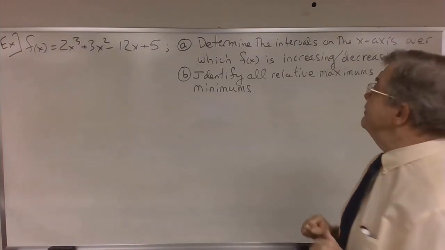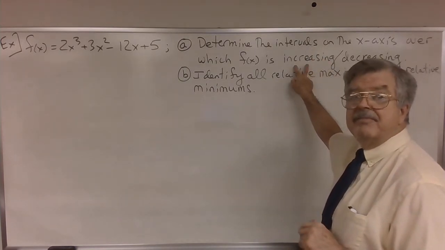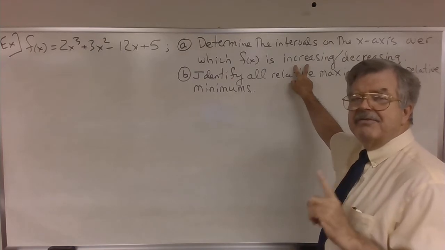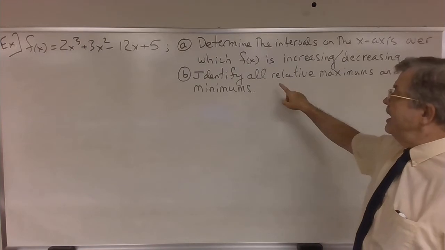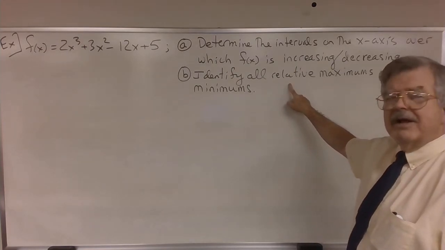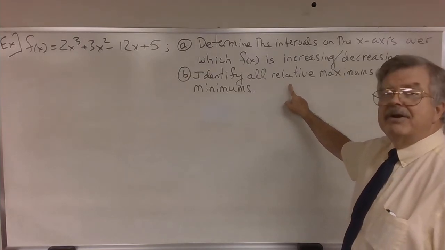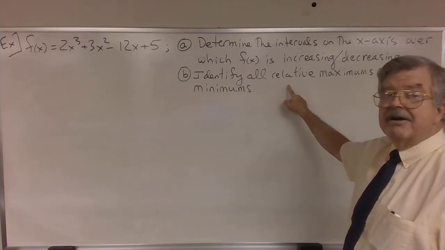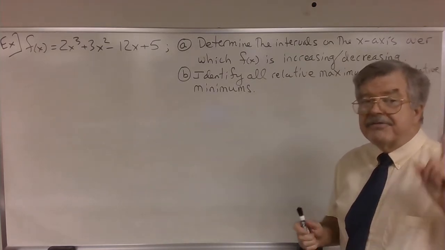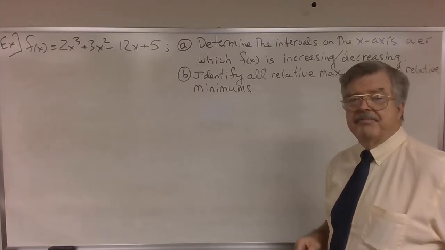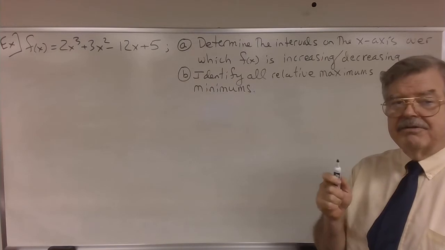So we need the derivative to find out where f of x is increasing or decreasing, because the sign of the derivative tells us where f of x is increasing and where it's decreasing. And we need the derivative to find our relative maximums and relative minimums, because these only happen at critical numbers, and we find our critical numbers from the derivative. So without a doubt, the first step has to be compute the derivative and find the critical numbers.